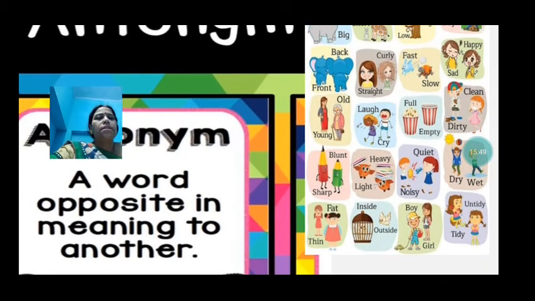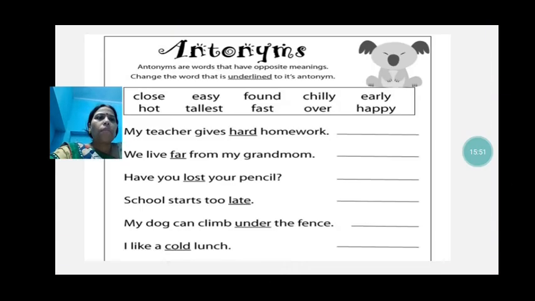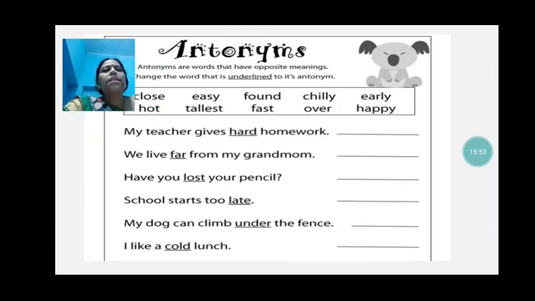Now let us see. You can do the exercise. Antonyms are the words that have opposite meanings. Change the underlined word to its antonym. Like, my teacher gives hard homework. So for the underlined word, you have to write the antonym of that. So, my teacher gives easy homework.